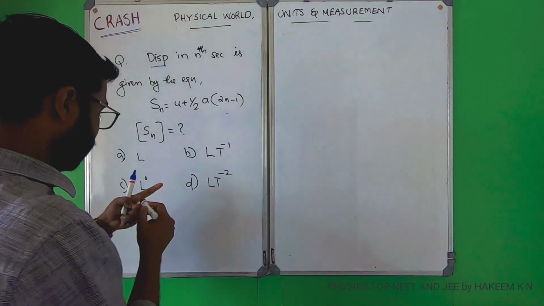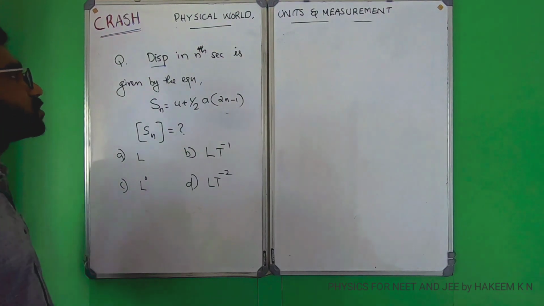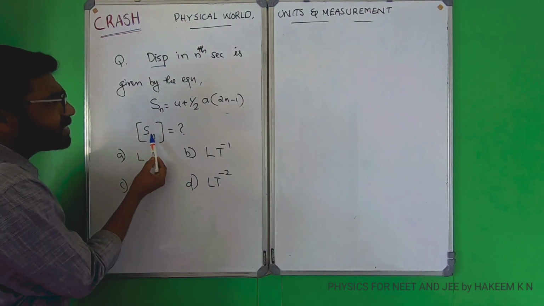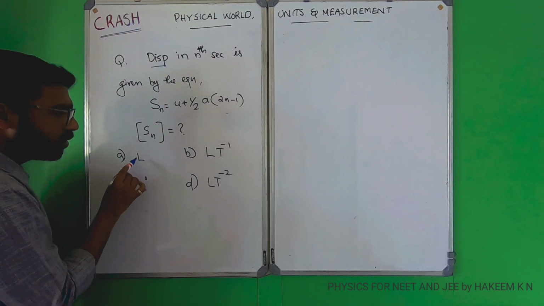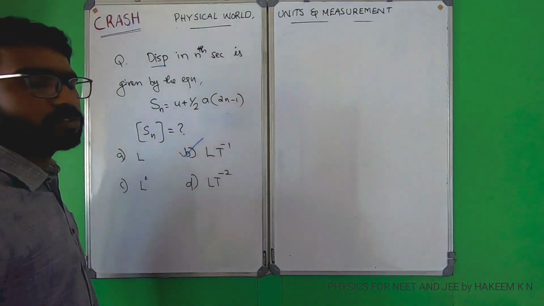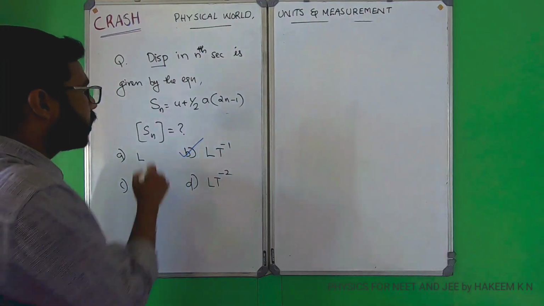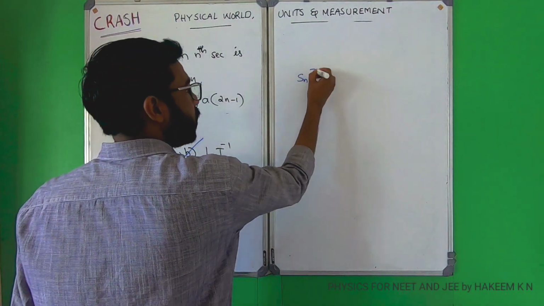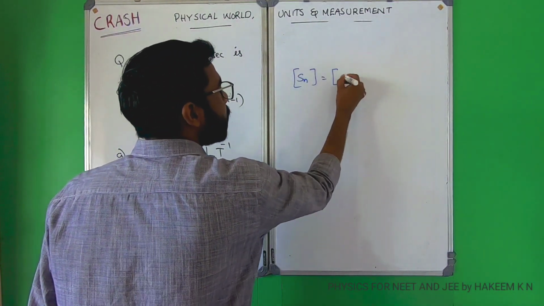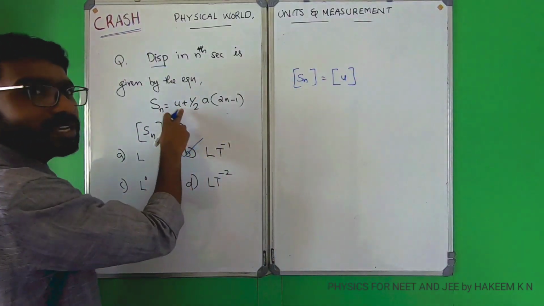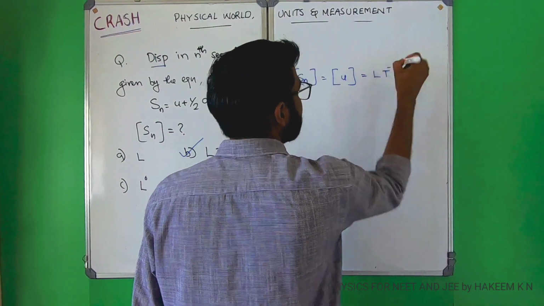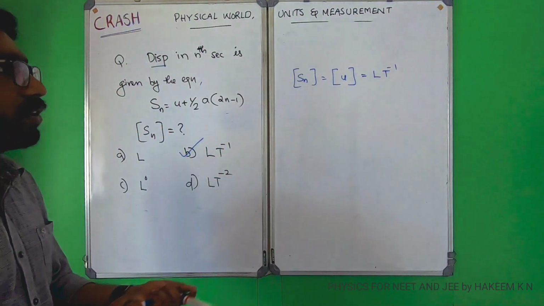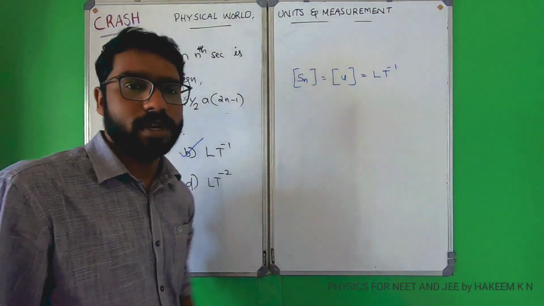Okay, what is the right answer according to principle of homogeneity? Sn is displacement, so is option A right? No, option B is the right option. Why is option B right? According to principle of homogeneity, dimension of Sn should be equal to dimension of u. U is the initial velocity. So velocity dimension is L t power minus 1.